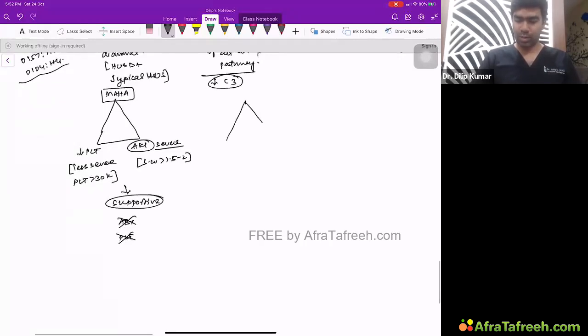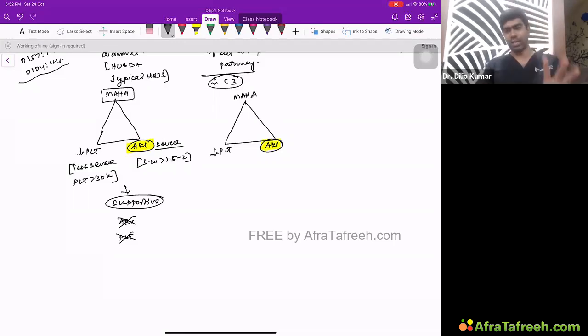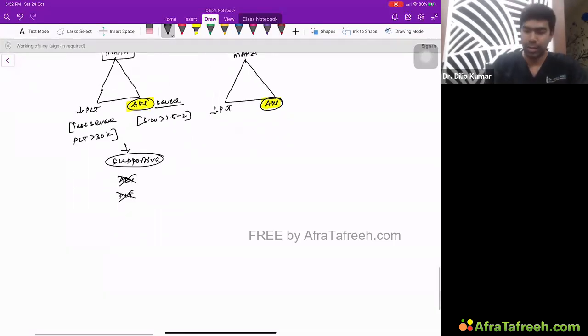And the typical triad, once again, you'll have the same triad. You'll have MAHA, you will have low platelets, which will be less severe. And again, you will have AKI, which is going to be very severe. And the very characteristic feature of HUS is this acute kidney injury only. That is the striking feature as far as HUS is concerned.